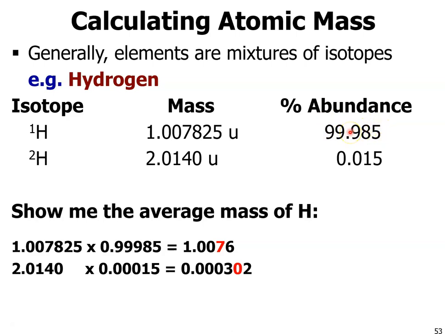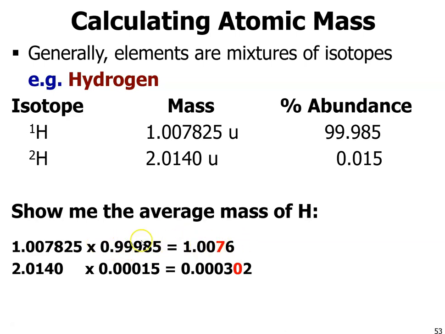To get a percentage, usually we multiply by 100. Here we're going to divide and make it a decimal, right? So we have 0.99985, which is 99.985%, the same thing, but we make it a decimal.